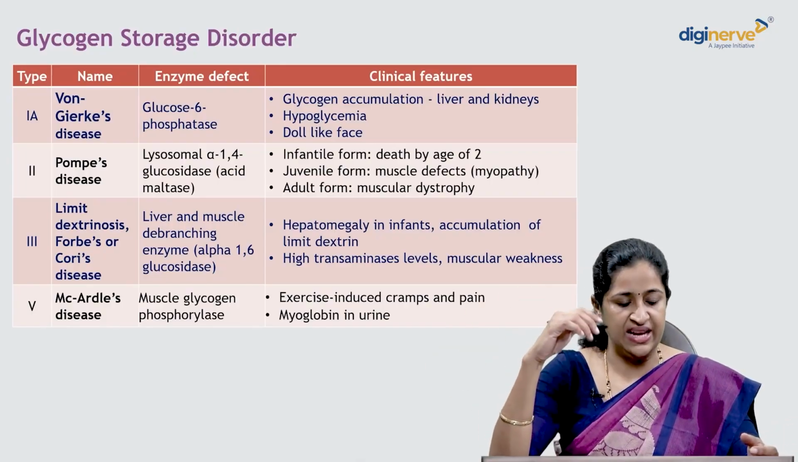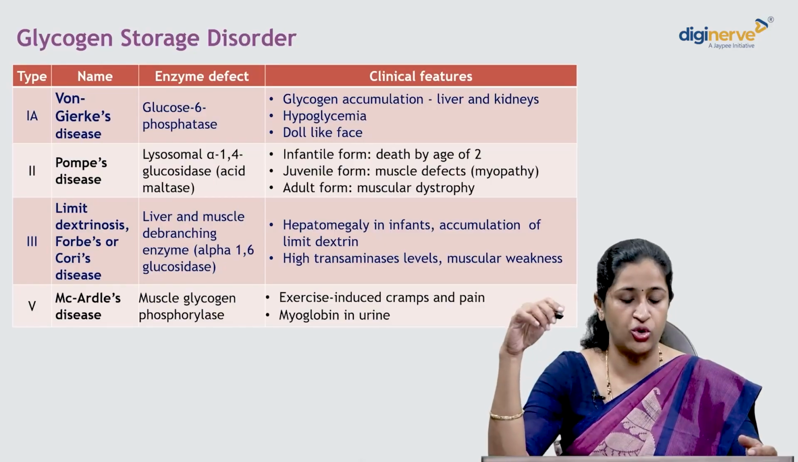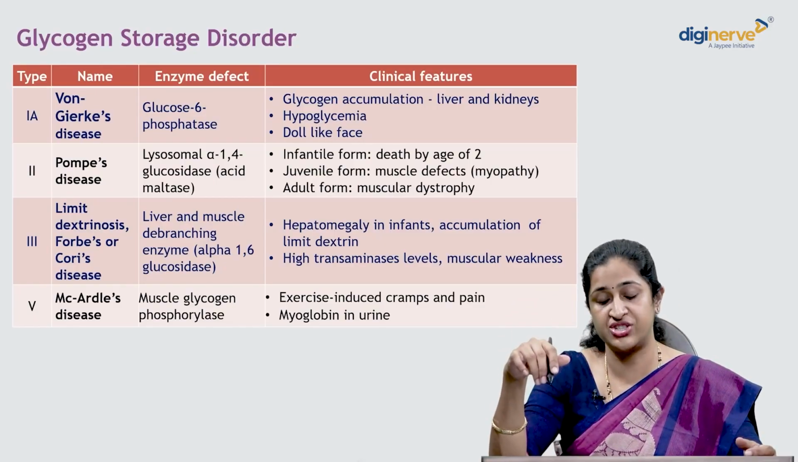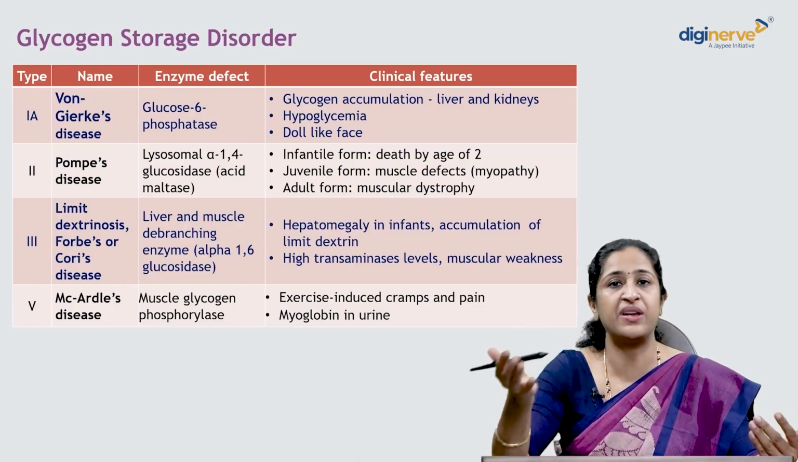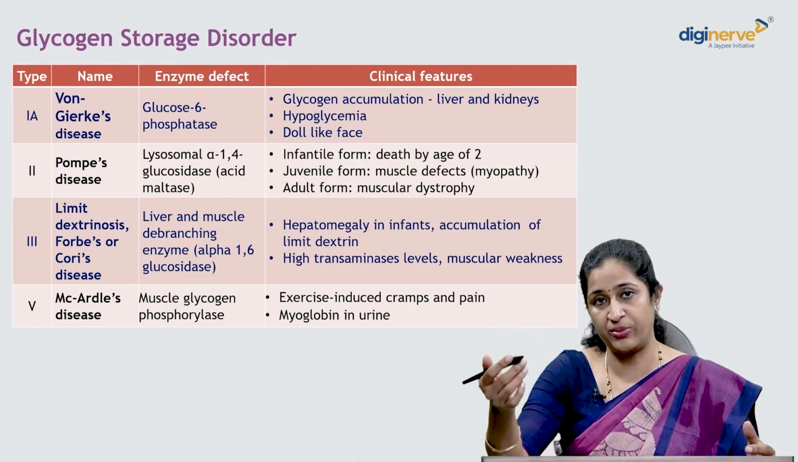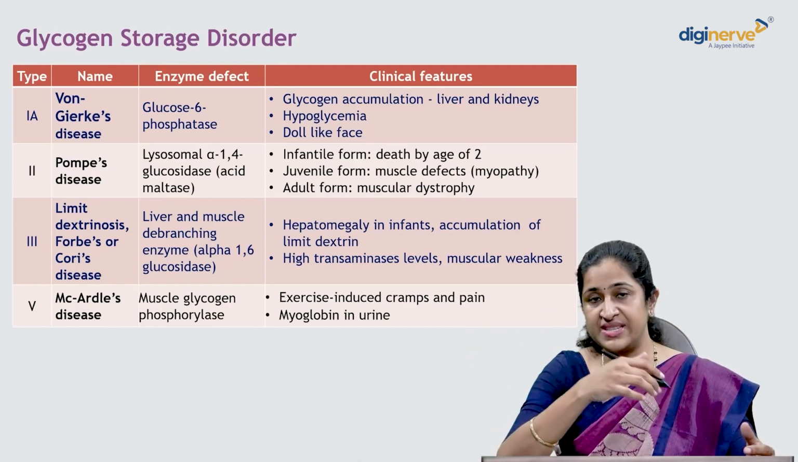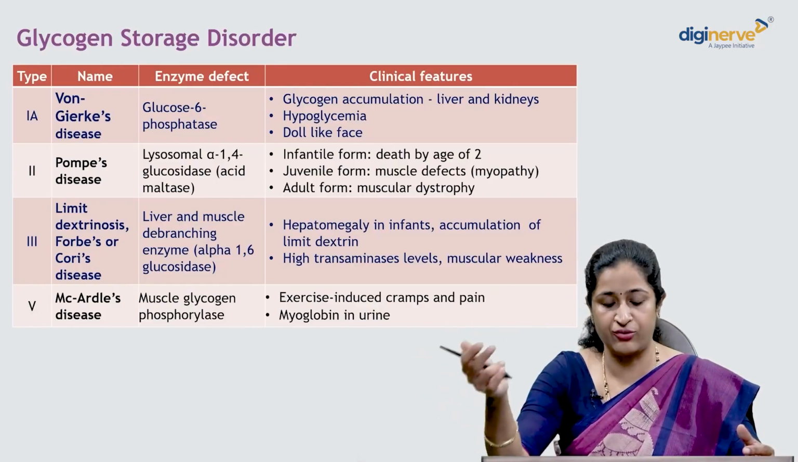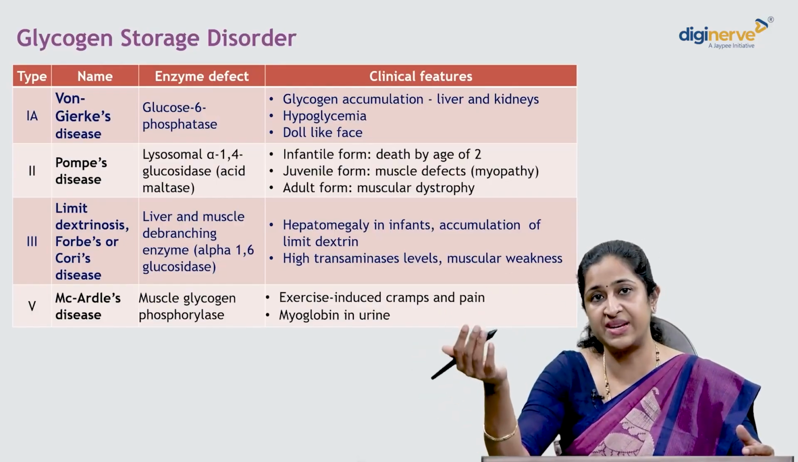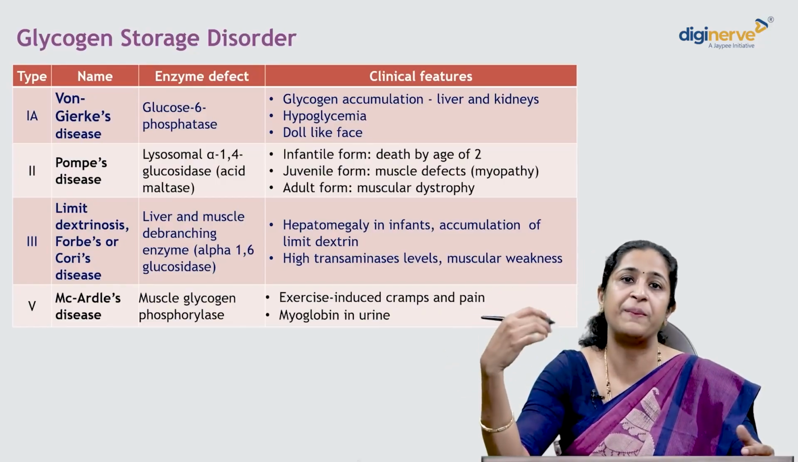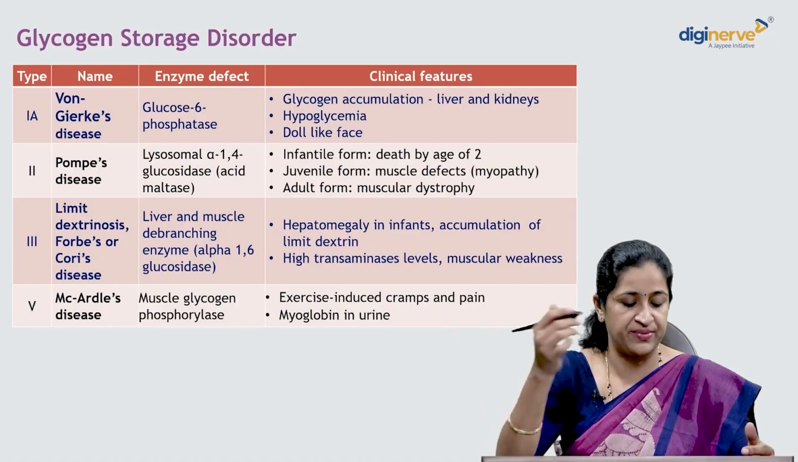Type 3 is the limit dextrinosis, Forbes or Cori's disease. Here you have the alpha-1,6 glucosidase deficiency. This is a debranching enzyme which is there in the liver and the muscle. So you have hepatomegaly and accumulation of this limit dextrin. Because of liver and muscle being involved, you are going to have high transaminases. SGPT, SGOT is elevated in the liver, along with a myopathy and muscular weakness.